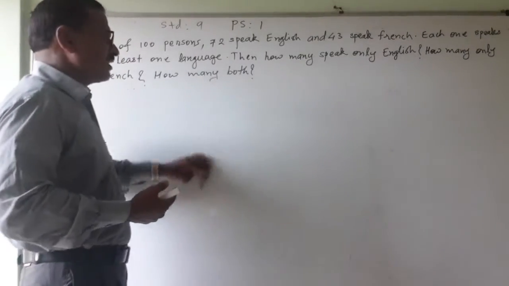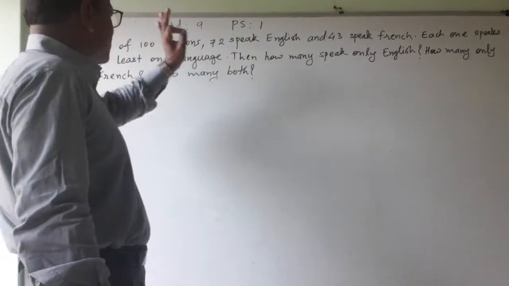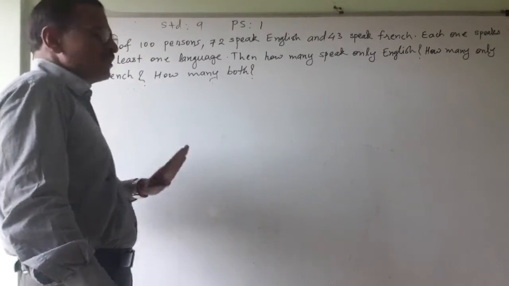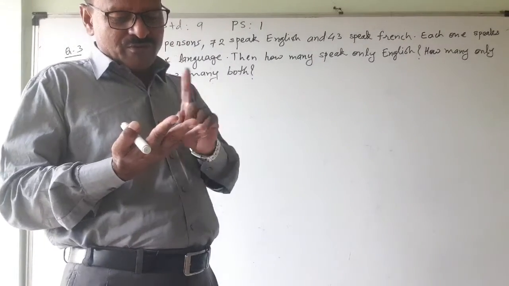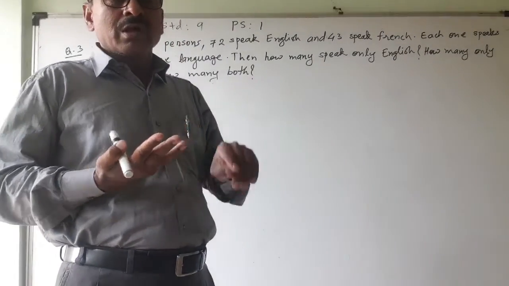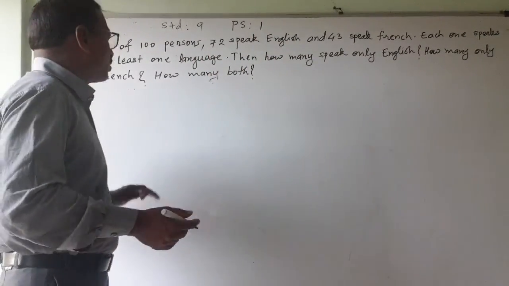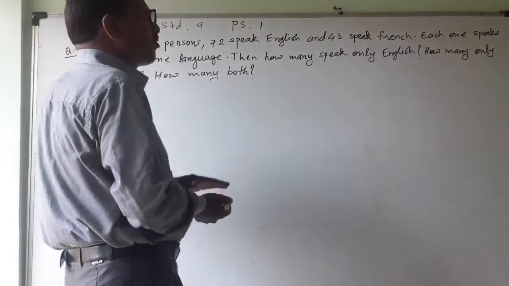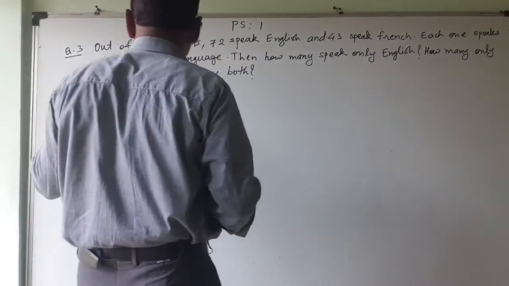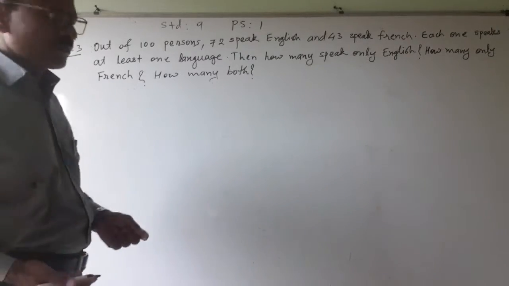Okay. Always analyze this one. Each one of them speaks at least one language. It means there is nobody who can't speak English or French. At least one language he speaks, that is sure. So we will assume that, then how many speak only English, how many speak only French, and how many speak both. First of all, we will find how many speak both.